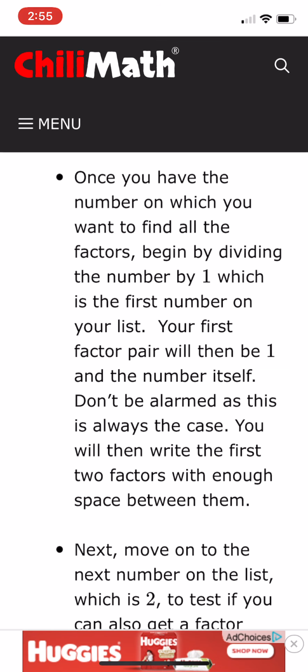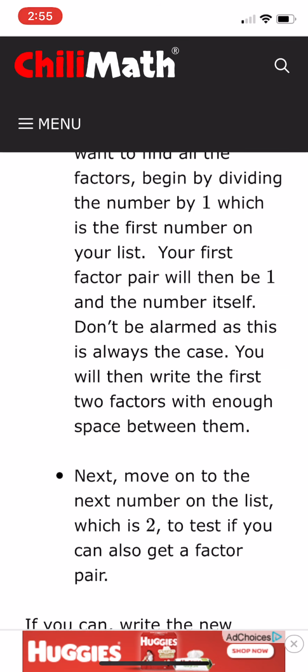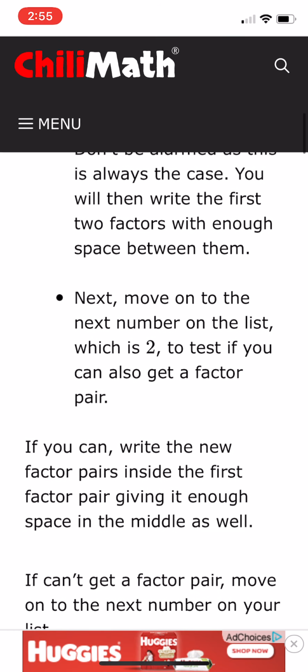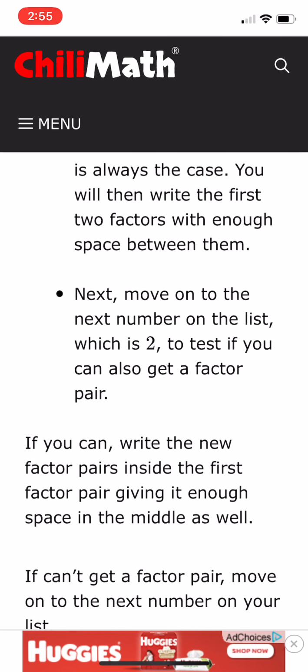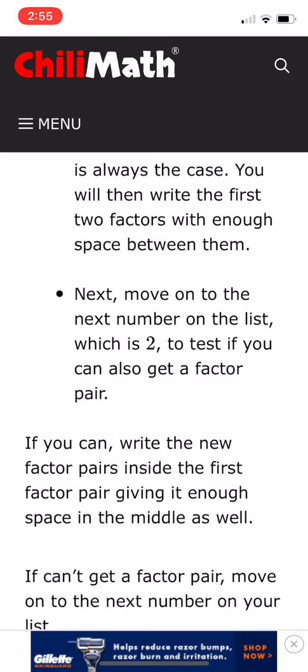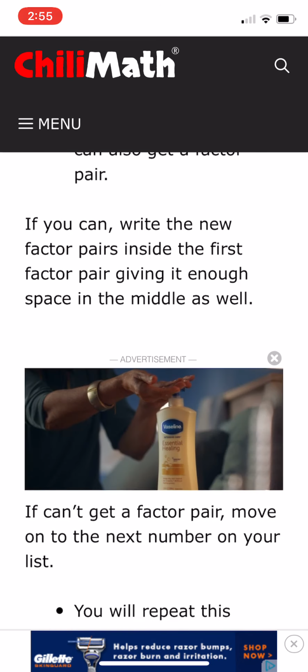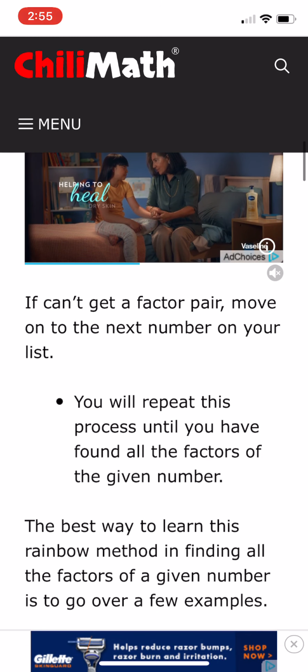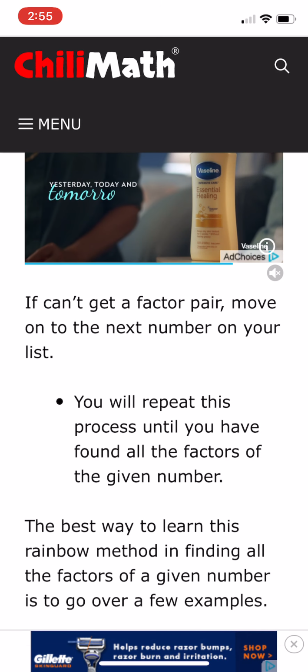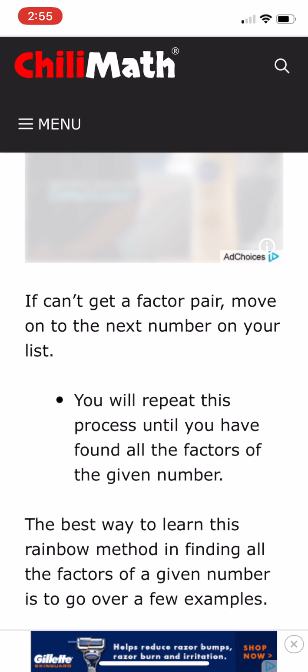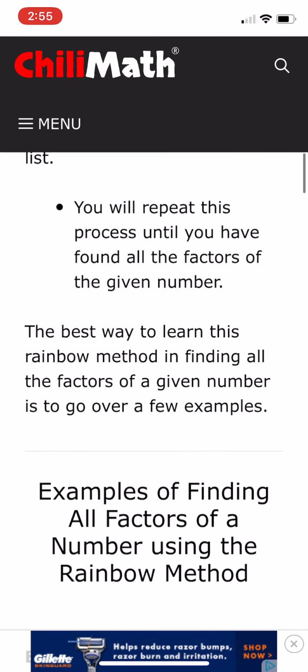Next, move on to the next number on the list, which is 2. See if you can also get a factor pair. If you can, write the new factor pair inside the first factor pair. Give it enough space in the middle as well. If you can't get a factor pair, move on to the next number on your list. You will repeat this process until you have found all the factors of the given number. The best way to learn the rainbow method and find all the factors of a given number is to go over a few examples.